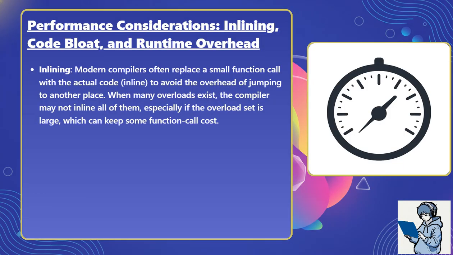Inlining, modern compilers often replace a small function call with the actual code inline to avoid the overhead of jumping to another place. When many overloads exist, the compiler may not inline all of them, especially if the overload set is large, which can keep some function call cost.